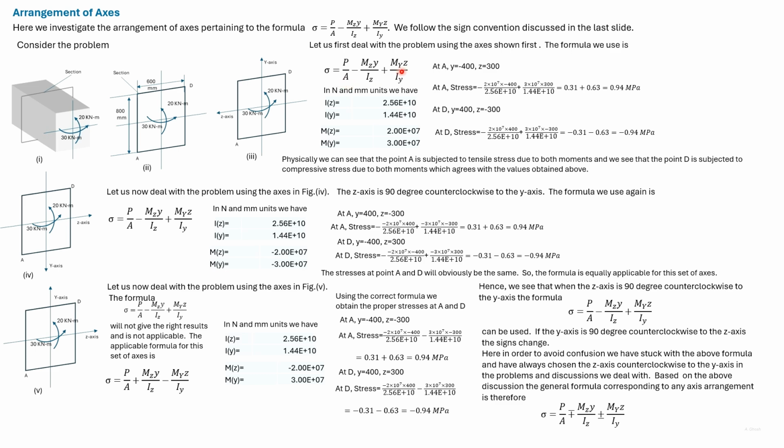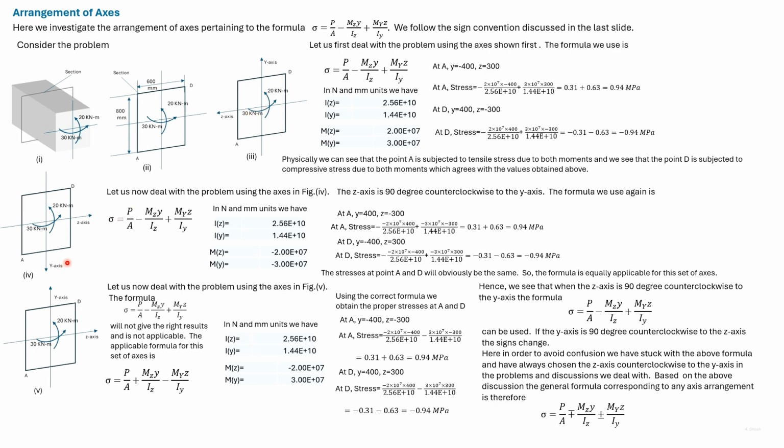We now use this formula to find out the stresses at A and B. At A, we get the stresses due to the moments as positive, and at B, we get the stresses due to the moments as negative. So the results of this formula align with our physical understanding. Here the z-axis is 90° counterclockwise to the y-axis.